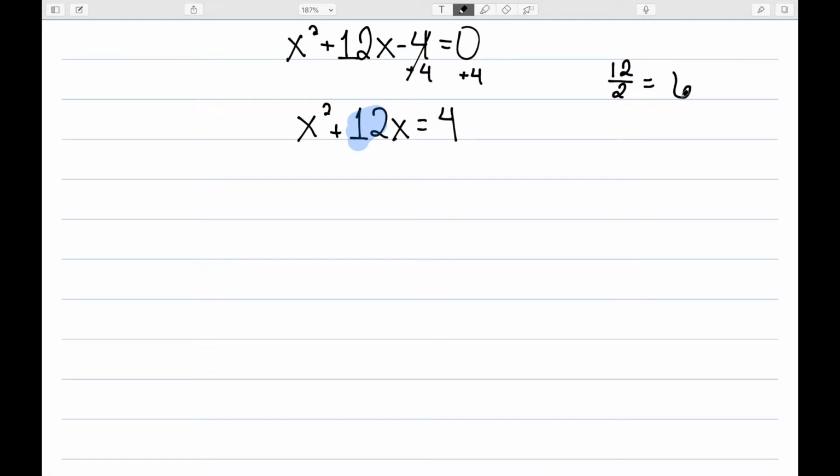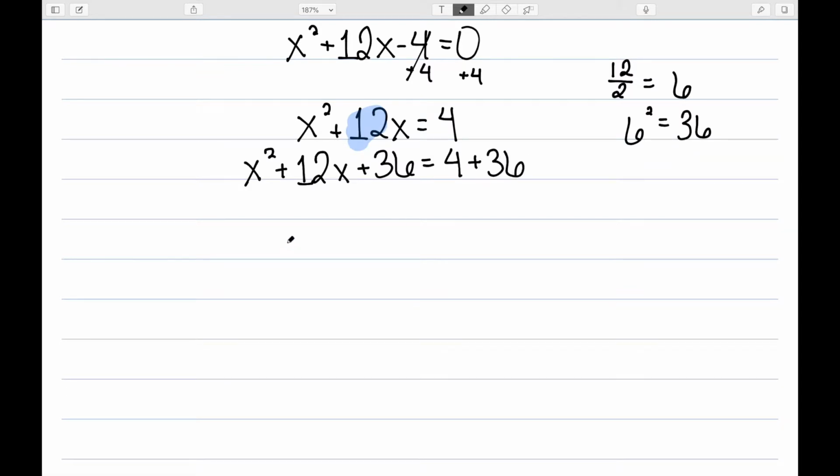Half of 12 is 6. And then we square that. Squaring 6 is 36. And I want to add this number to both sides. So I have x squared plus 12x plus 36 equal to 4 plus 36. We then factor. This left-hand side factors into (x plus 6) squared. The right-hand side is 40.